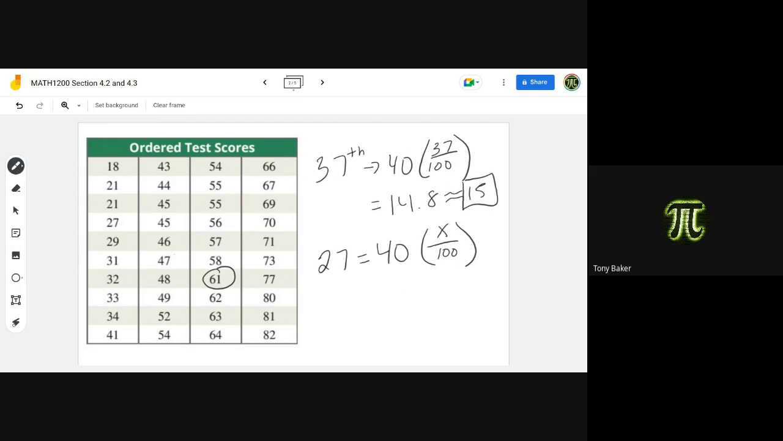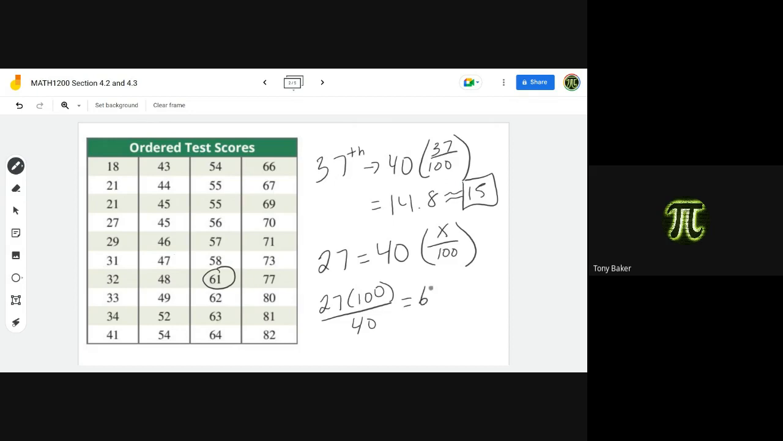Now we get to do a little algebra, but it's simple algebra. We're just going to take 27 times 100 and divide by 40. You just take it and flip it over. So it's 27 times 100 divided by 40. Somebody with a calculator? Otherwise, I have to take out my phone.